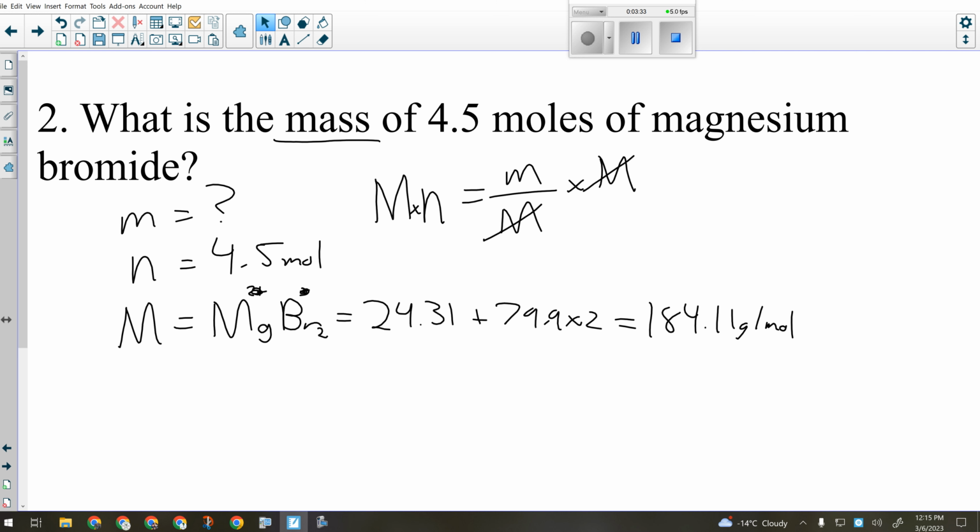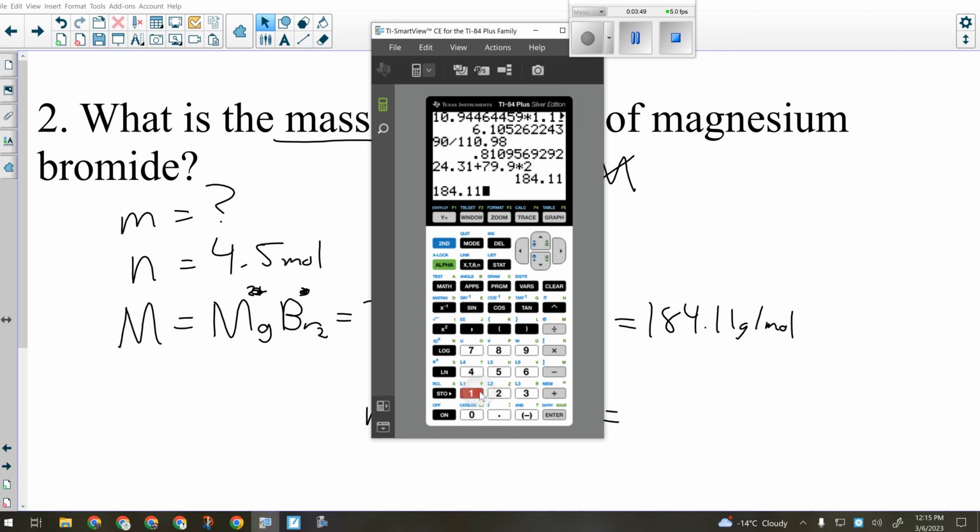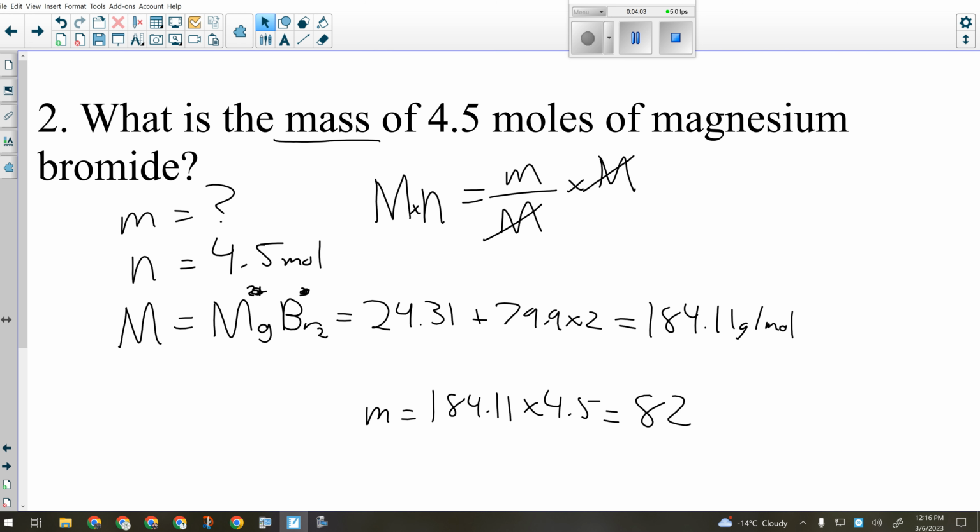Now I can solve for the mass of magnesium bromide in 4.5 moles. So that would mean taking the 184.11, big M, and multiplying it by N, 4.5. Because if this is the mass of one mole, and I've got 4.5 moles, it makes sense to multiply. So 828.50 grams would be my mass of 4.5 moles of magnesium bromide. Is that ringing a bell from Friday?